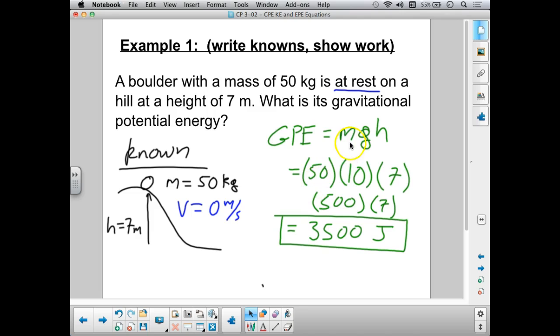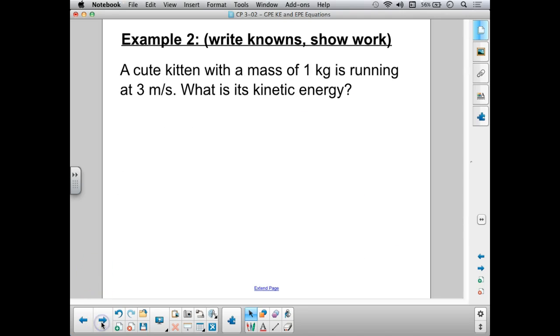And then we plugged in what we knew. We know the mass is 50 kilograms. The acceleration due to gravity, we're just calling a constant of 10 as an approximation. The height of this object is 7 meters off the ground. And I can just multiply that all out to get 3,500 joules. That is how much energy this boulder has. Let's try another example. I would like you to pause the video and use the same problem-solving approach to solving example 2.